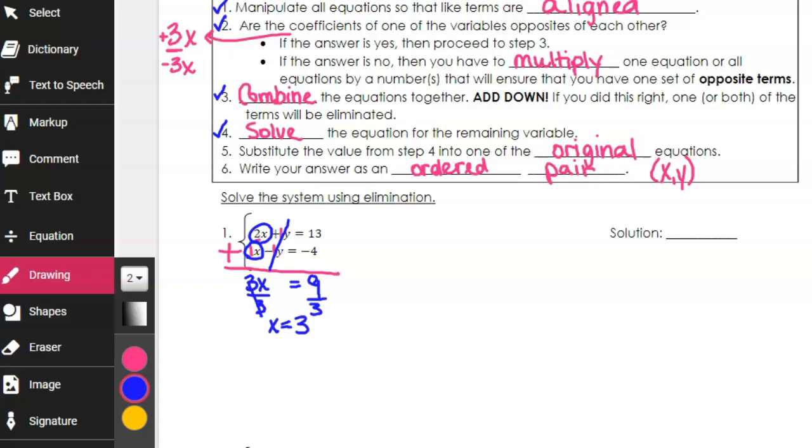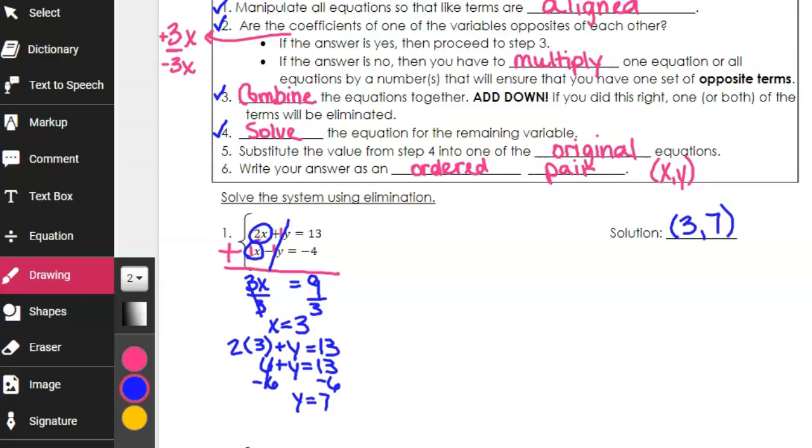So the first equation was 2 times x, which is now 3, plus y equals 13. Well, I have to do this product in order to finish, so 2 times 3 is 6. And to get rid of this constant, I want to subtract 6. So 6 minus 6 is 0. Y equals 13 minus 6, which is 7. So my solution is an x value of 3 and a y value of 7.